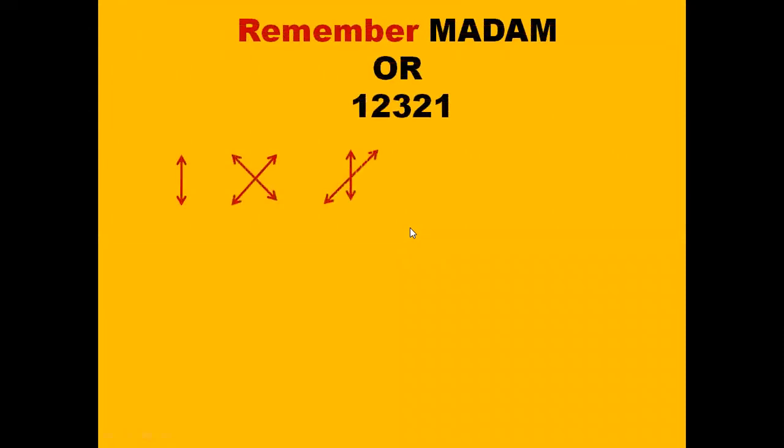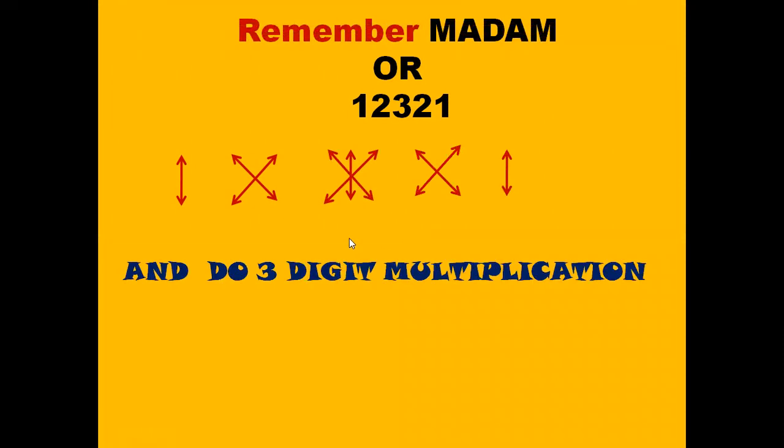Next is the multiplication trick for 3-digit multiplication. If you can remember 1, 2, 3, 2, 1: 1 is for 1 arrow, 2 is for 2 arrows, 3 is for 3 arrows, 2 is for 2 arrows, and 1 is again 1 arrow.